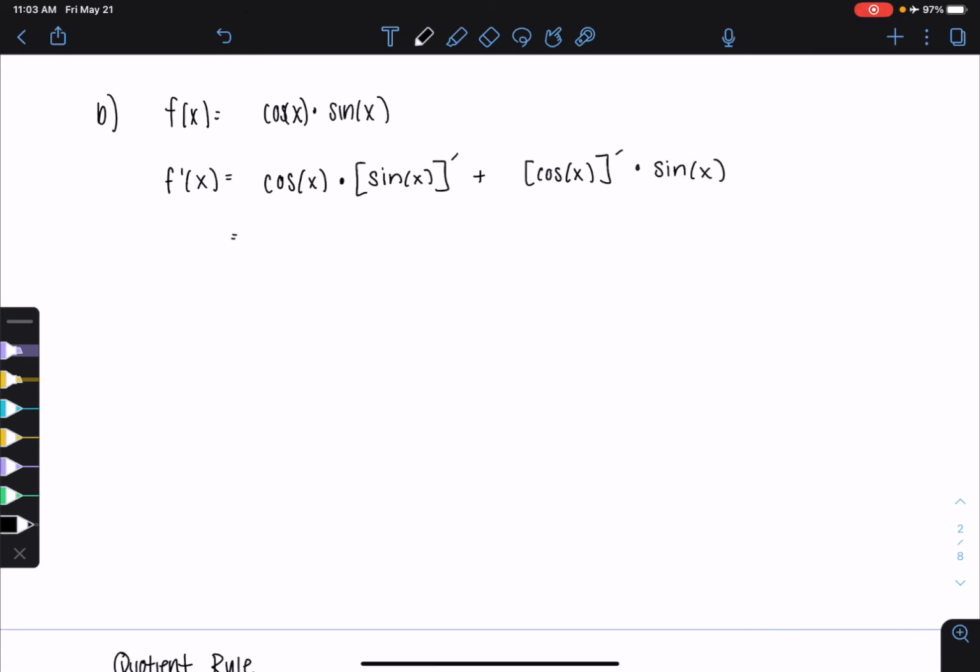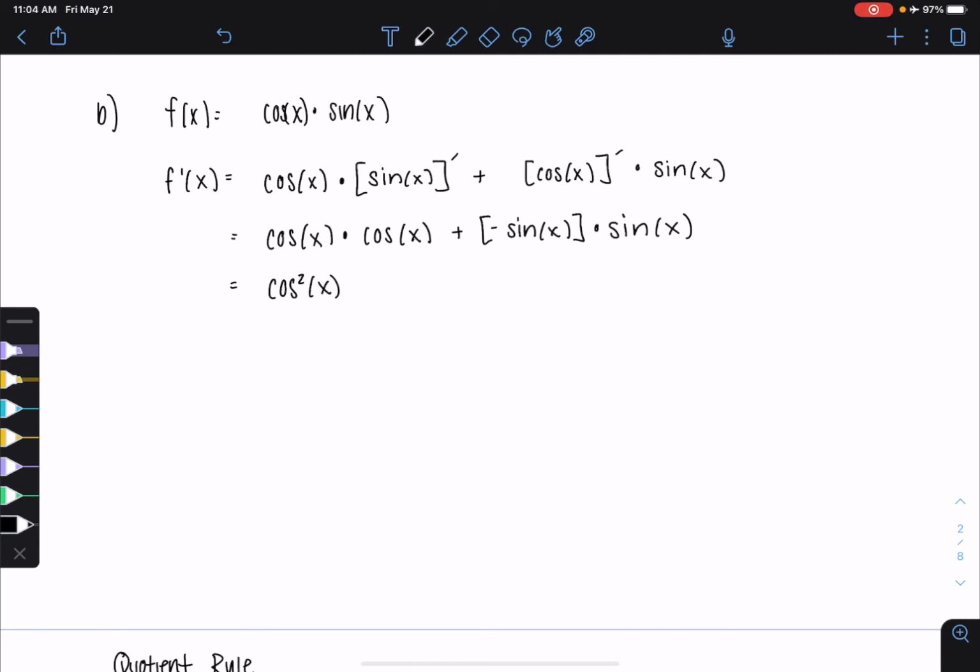So the derivative of sine is just cosine. Derivative of cosine is negative sine. So simplifying, this is going to be cosine squared of x minus sine squared of x.